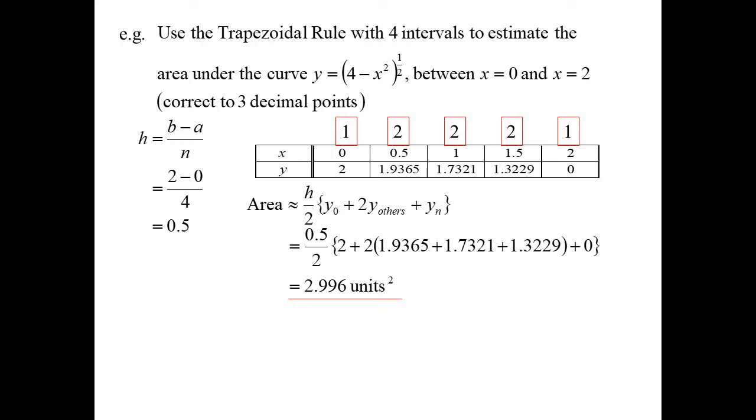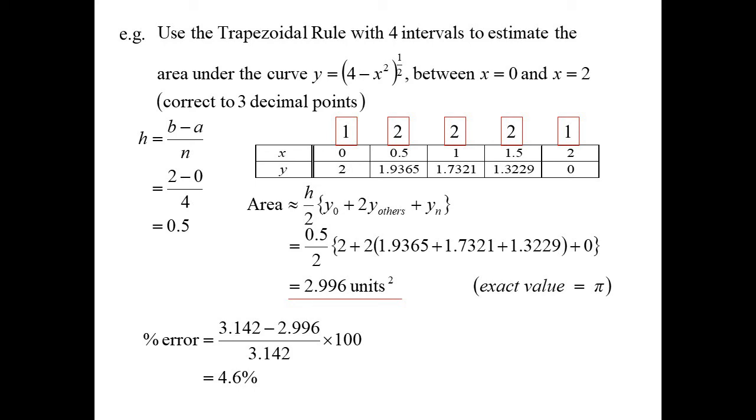2.996. Now, whilst I said I don't know how to integrate, I do know how to find the exact value, because we're, of course, looking at a circle. So the exact value turns out to be pi. So there's our approximation. How good is our approximation? I suppose we could work out the error. Difference between the exact amount and my approximation, divided by that exact amount, multiplied by 100. So by using 4 trapeziums, I've come up with an error of about 4.6%. And obviously, the more that we use, the better the approximation will be.